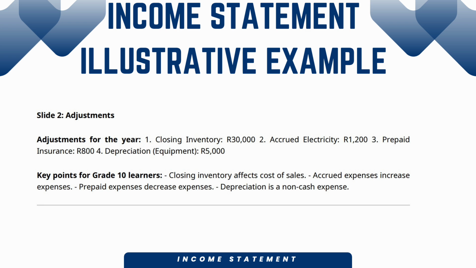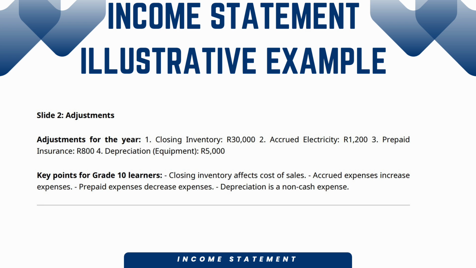And then number 3 is a prepaid insurance of 800 Rand. So prepaid means that we paid an expense that is not yet due, and therefore it would need to decrease our current year's expense of insurance. And the last one is depreciation. So normally you would have to calculate depreciation in your homework and your tests and exams. However, here we have given it to you to simplify this exercise. So the depreciation on equipment here is 5,000 Rand. And we know that depreciation is an expense that has to be recorded on our expenses.